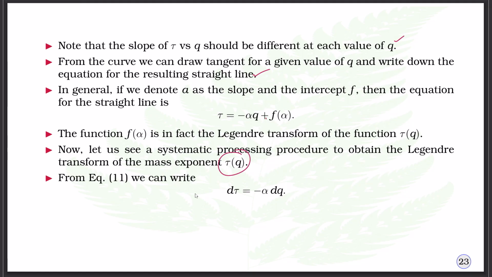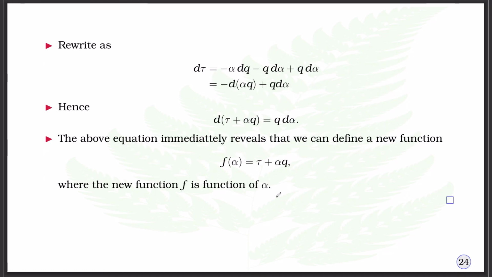From equation 11 we can write d by dq of tau, that is d tau can be written as minus alpha times dq. So rewriting this, d tau can be written as minus alpha times dq minus q times d alpha plus q times d alpha. Then by the chain rule, minus d of alpha q plus q d alpha. Hence d of tau plus alpha q can be written as q times d alpha.